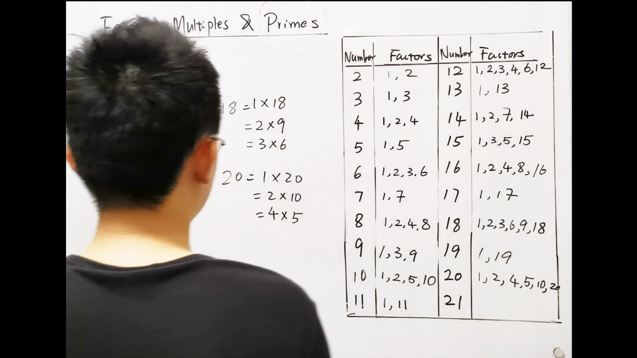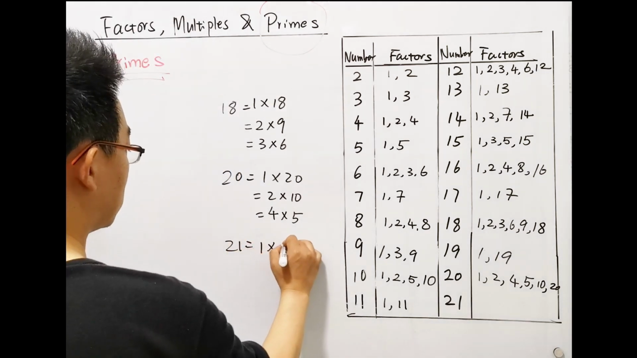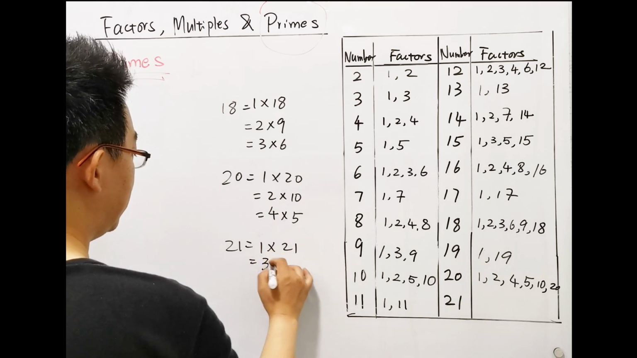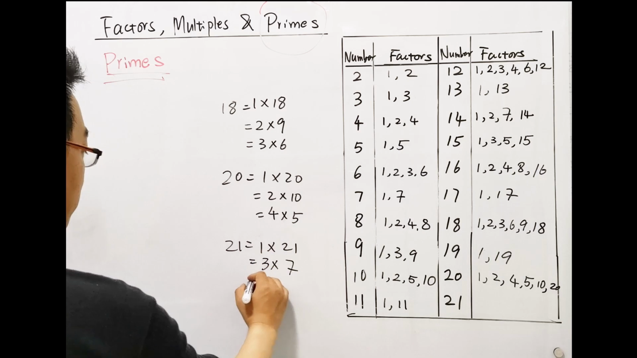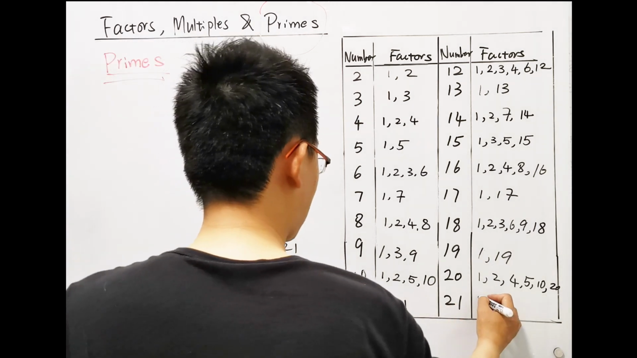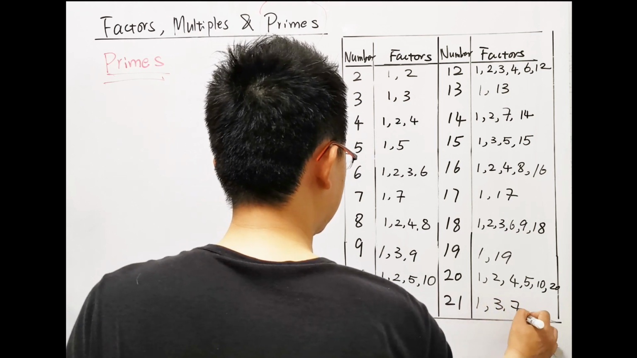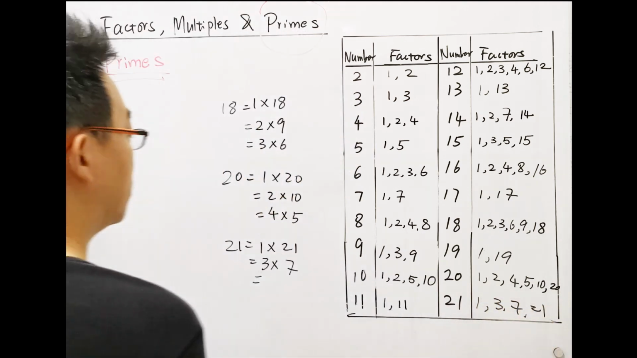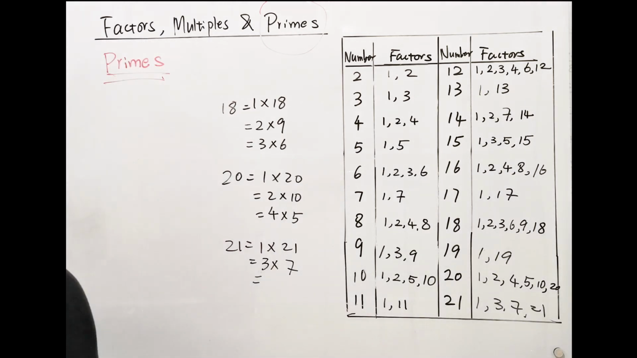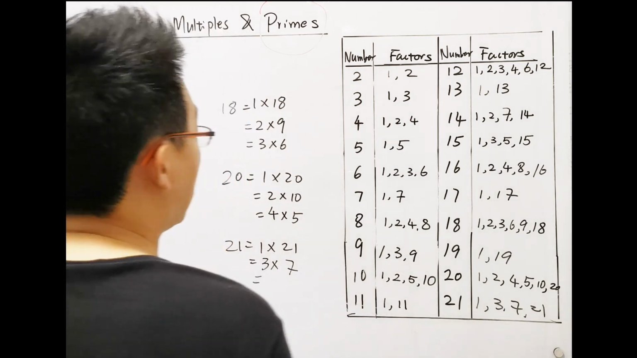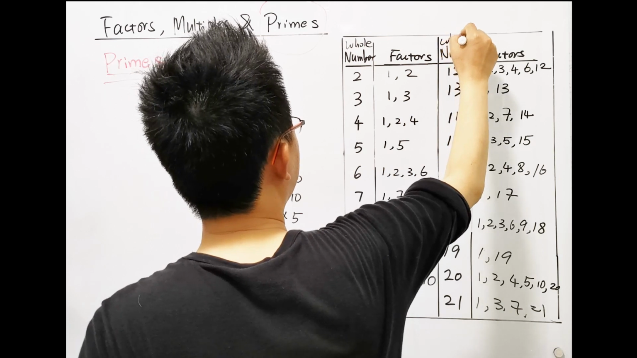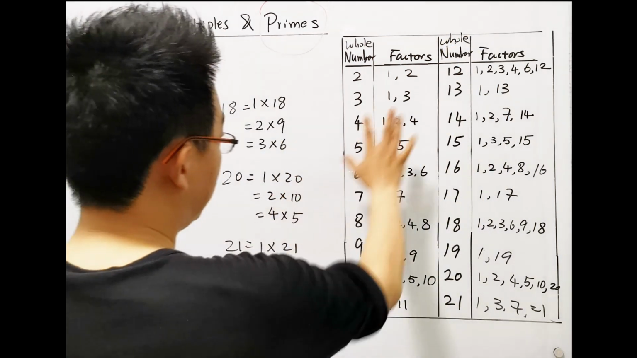How about 21? 21 we have 1 times 21. 2, no for 2, right? How about 3? 3, yes, 3 times 7, 21. So what else do we have? No, nothing, right? So we have 1, 3, 7, and 21 itself. Okay, very good. So now from here we have to find out all those whole numbers and their factors. How many factors do we have? We already did this down here.